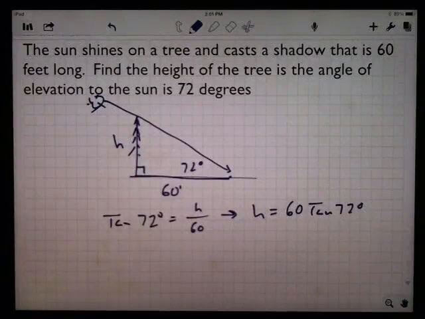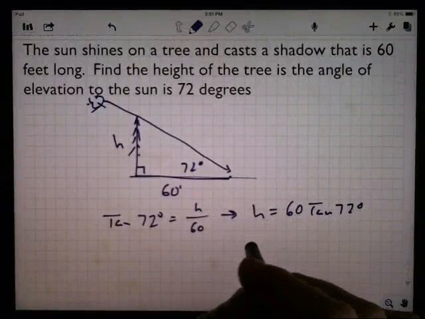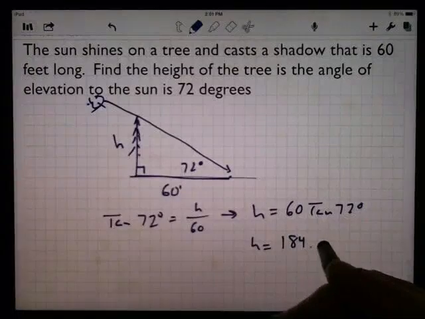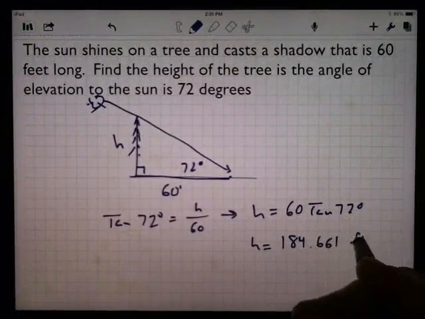60 times the tangent of 72 is, my calculator tells me that h is equal to 184.661. This is a tall tree. Okay.